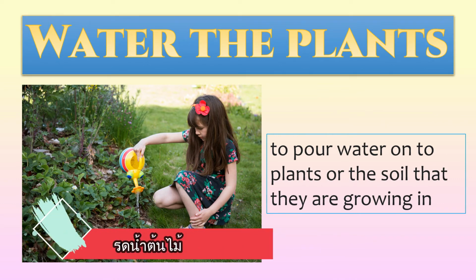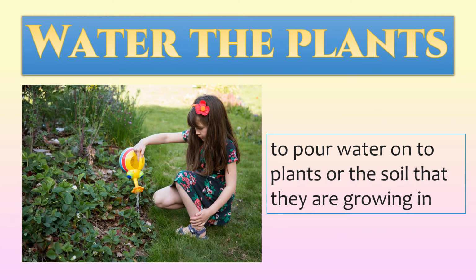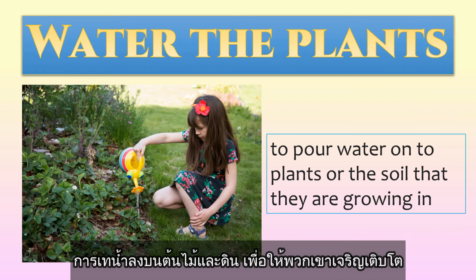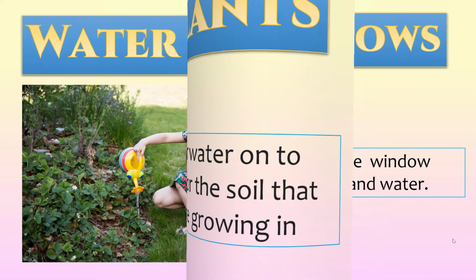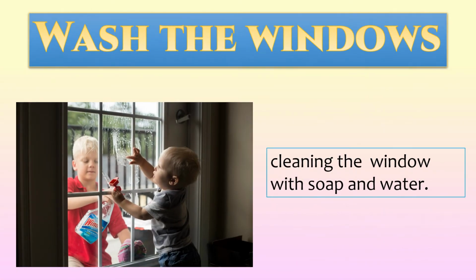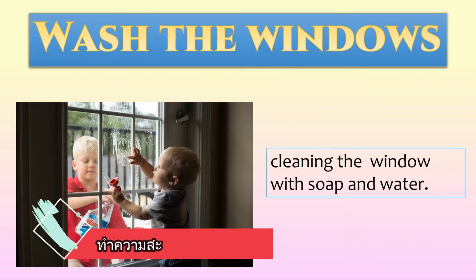Next we have water the plants. Water, W-A-T-E-R. The, T-H-E, plants, P-L-A-N-T-S. Water the plants means to pour water onto plants or to the soil that they are growing in. So, water the plants.